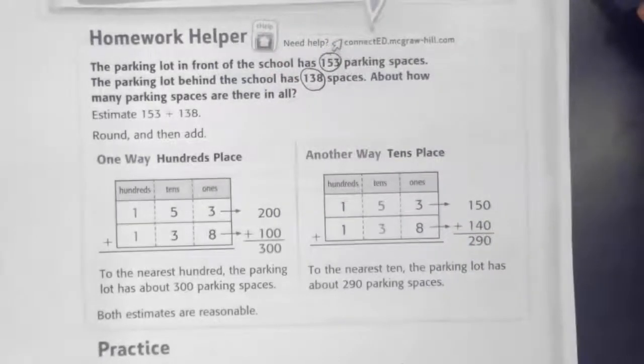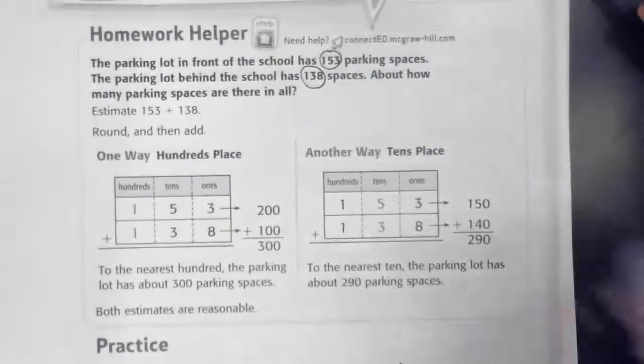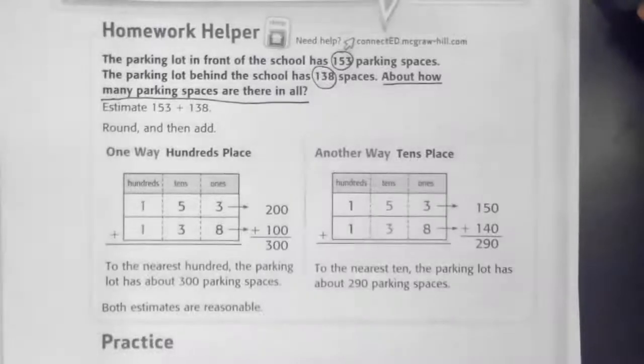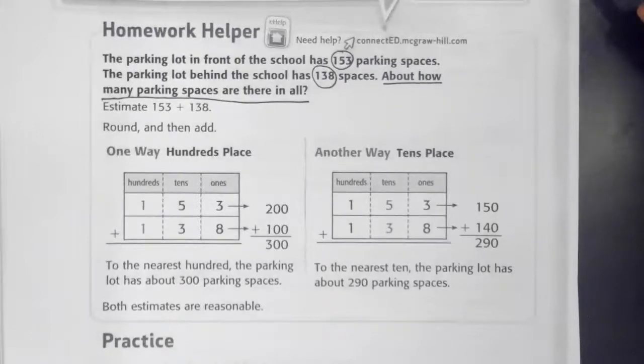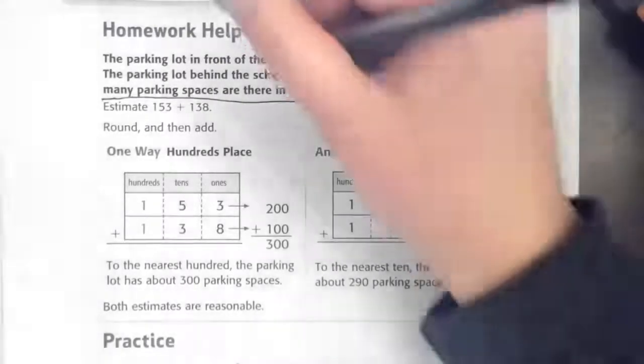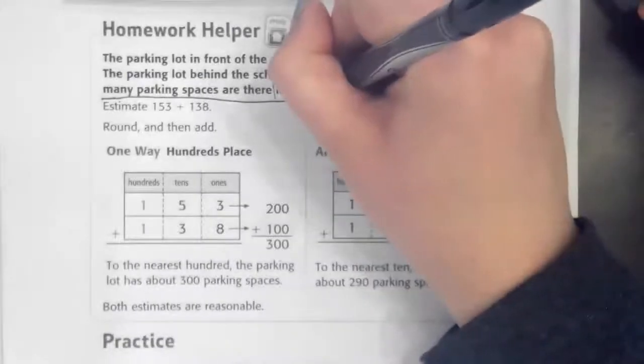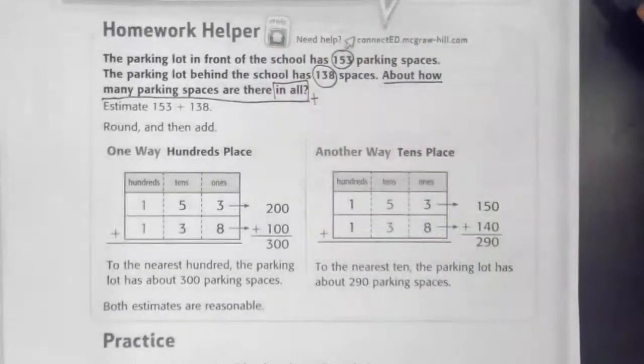Then the U in CUBES is underline the question. I see that this sentence ends with a question mark, so this must be my question. And then the B in CUBES stands for box the keywords. If I were a super awesome third grader, I would know that in all is a keyword that I should put a box around, and I'm going to put a little plus sign next to that because I know that means I need to add.